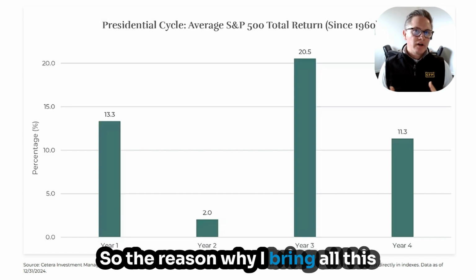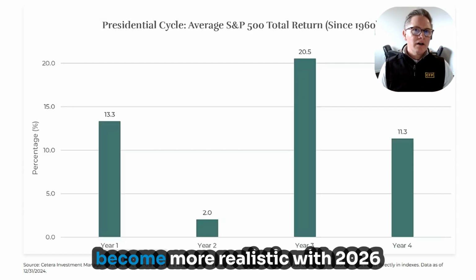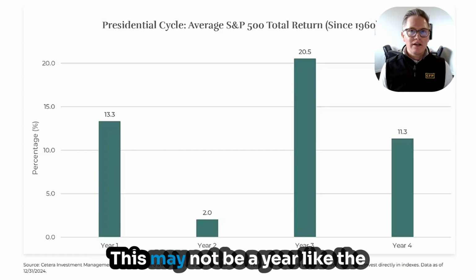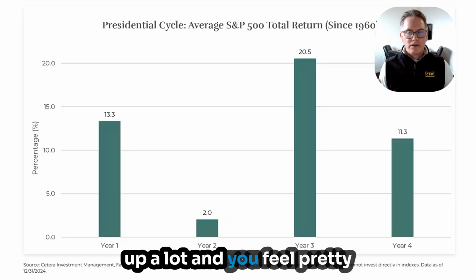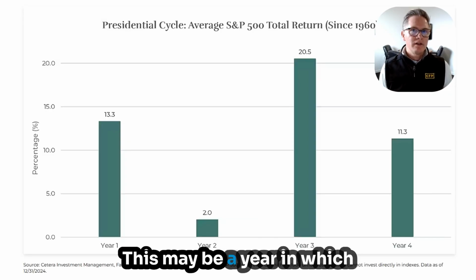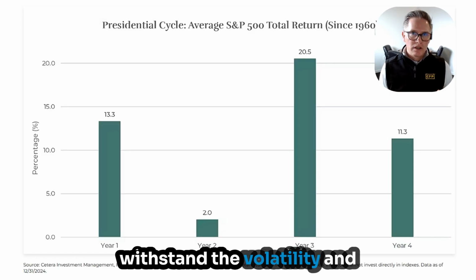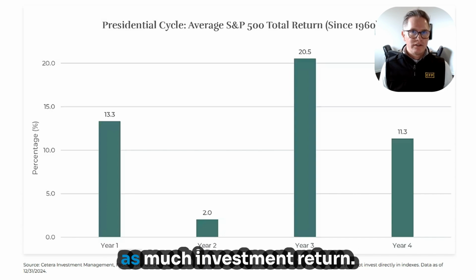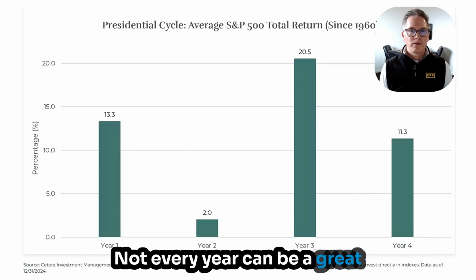So the reason why I bring all this to your attention is to, again, become more realistic with 2026 and setting those expectations. This may not be a year like the last couple where the S&P is up a lot and you feel pretty good about your account. This may be a year in which you're just simply trying to withstand the volatility and know that you get to the end of the year and simply don't have as much investment return. That's okay. Not every year can be a great year.